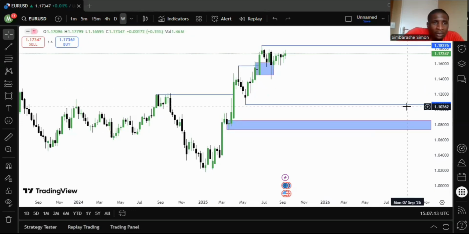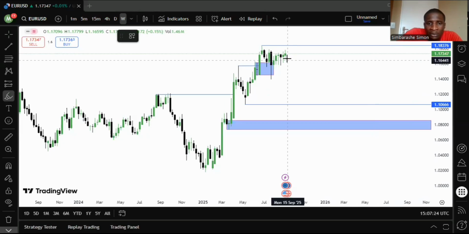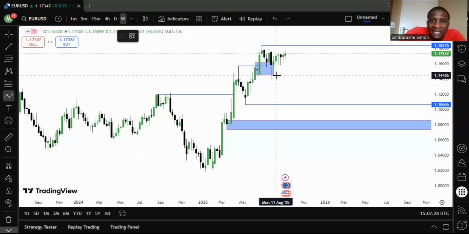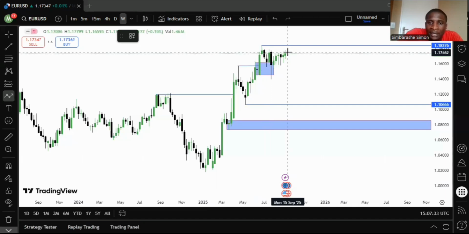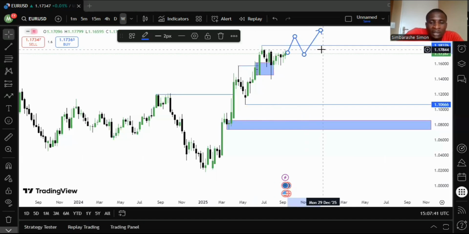What do we see on the weekly time frame, guys? On the weekly time frame, we can see we are bullish. We've been breaking the high point, so now we're expecting it to break another high point. Why? Because we are reacting on the demand zone here. So we expect the market to break out this high point, retest and continue buying. Simple. That's what we are looking at on the weekly time frame.